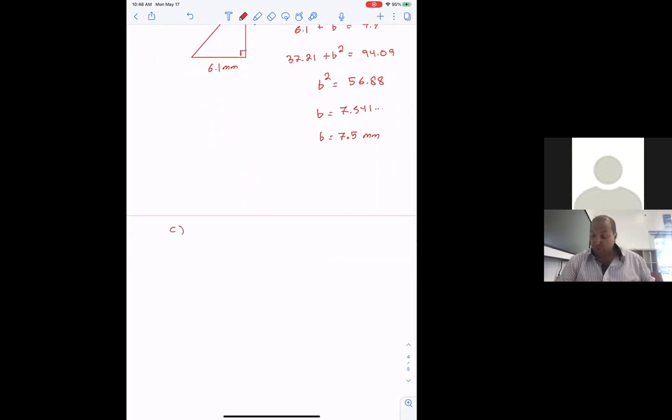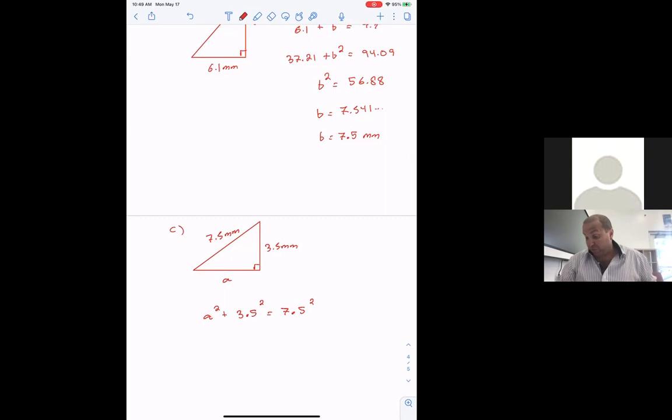C, another right triangle. Very thorough. 4 questions. 7.5 millimeters, 3.5 millimeters. This one, we're looking for A. Pause, solve, check. A squared plus 3.5 squared equals 7.5 squared. 7.5 squared minus 3.5 squared.